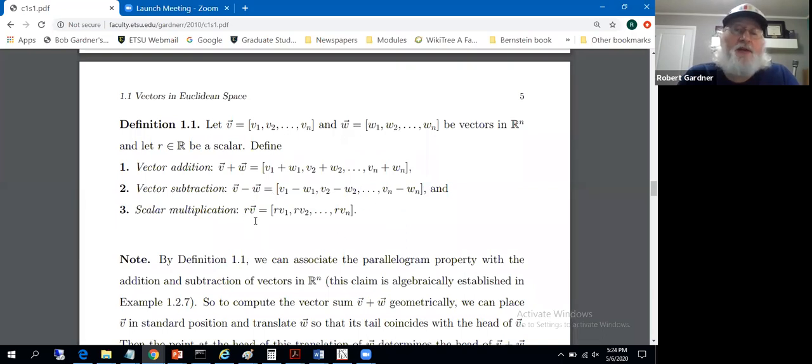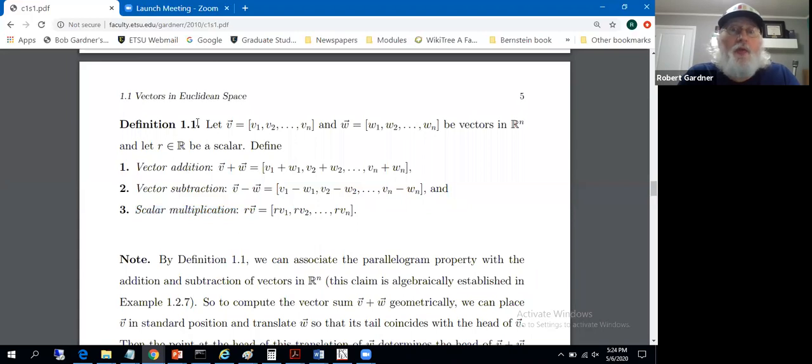And finally, scalar multiplication, r times vector v. Here's vector v, it has components v1 through v sub n. Then we'll define scalar r times vector v to be r v sub 1, comma, r v sub 2, comma, and so forth, up through r v sub n. So it looks like you just took this r and you distributed it. But this ain't distribution. Distribution is a different thing. This is a definition of scalar multiplication.